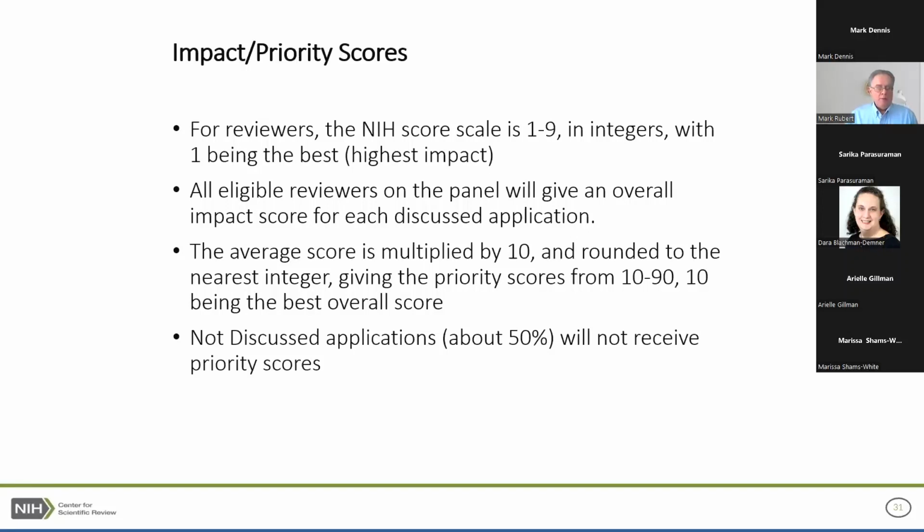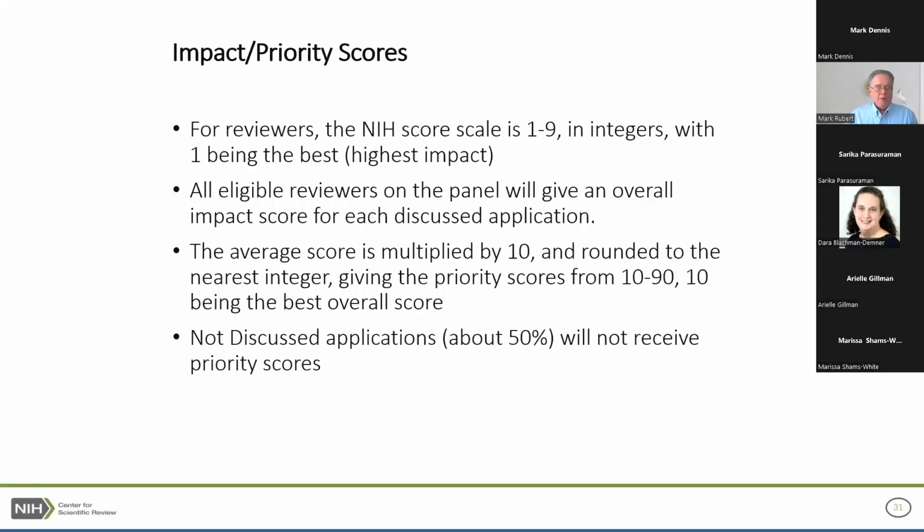During the review of an application, all eligible reviewers, i.e. those that are not in conflict on the panel, will give an overall score for each discussed application. The average score is then multiplied by 10, rounded to the nearest integer, giving us whole probability scores from 10 to 90, with 10 therefore being the best possible overall score.